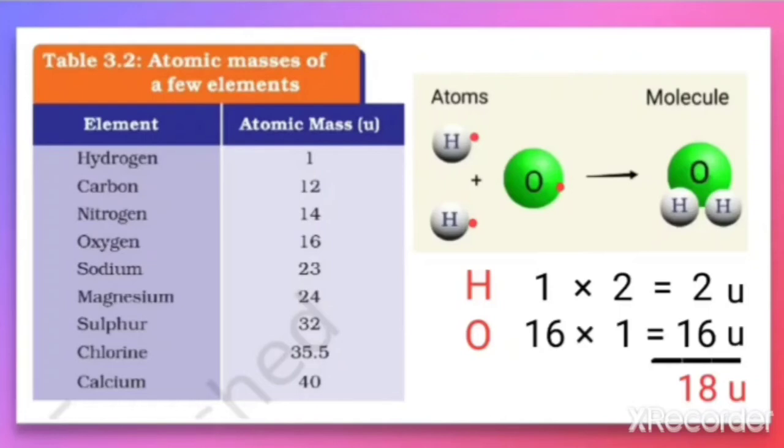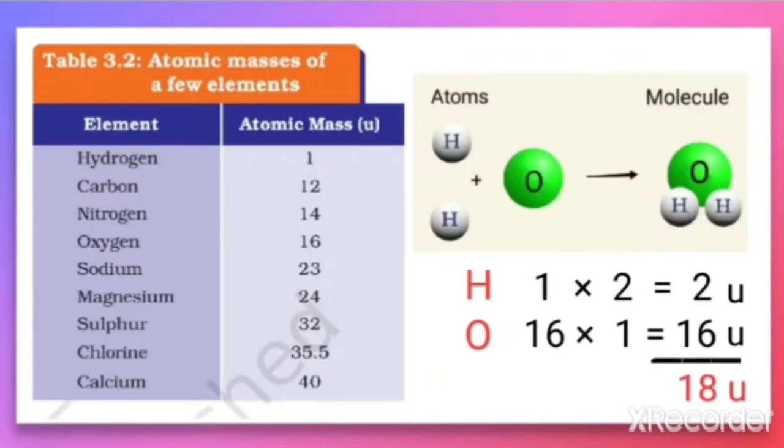That means you have to take the atomic mass of hydrogen plus the atomic mass of the other hydrogen plus the atomic mass of oxygen, which gives rise to the molecular mass of water. So it is very simple to find the molecular mass once you have learned the atomic masses.